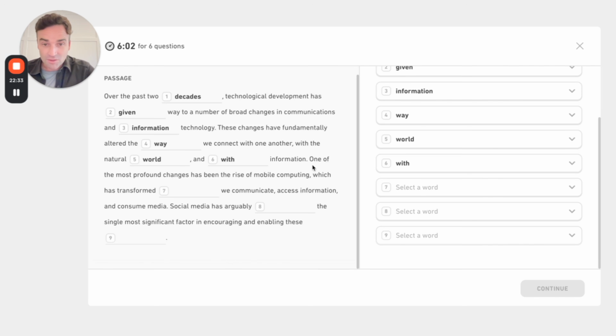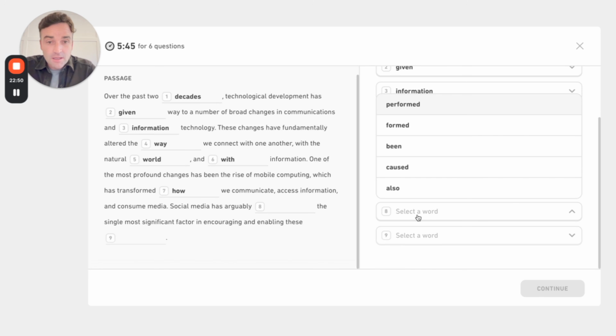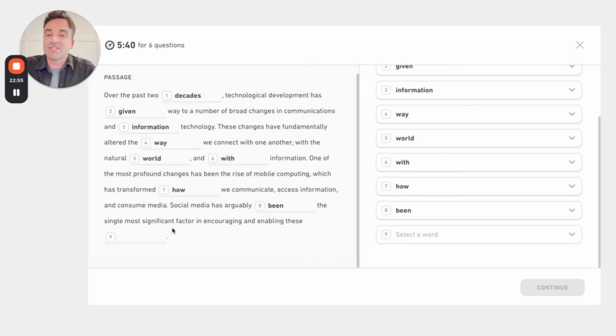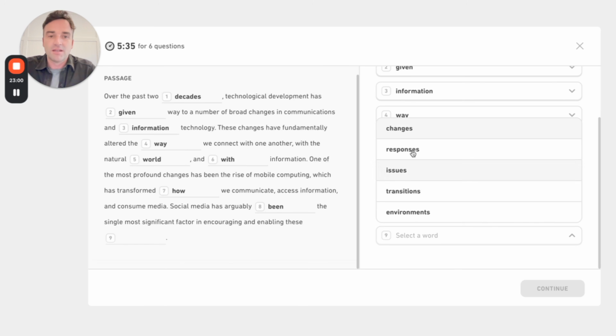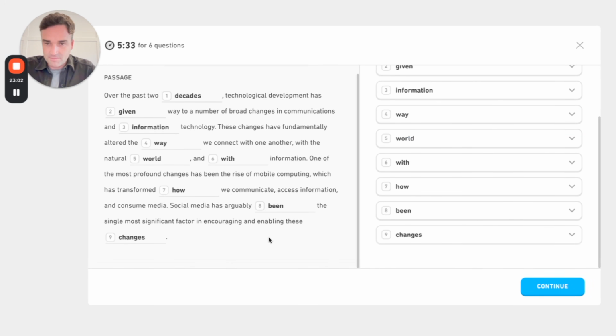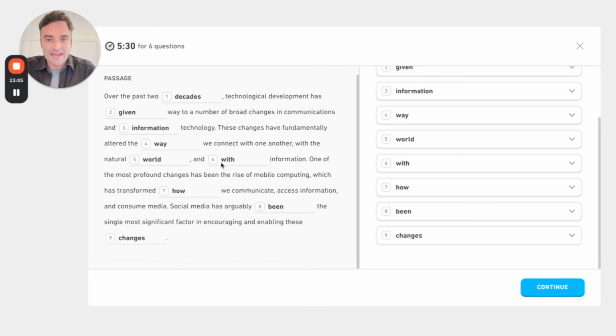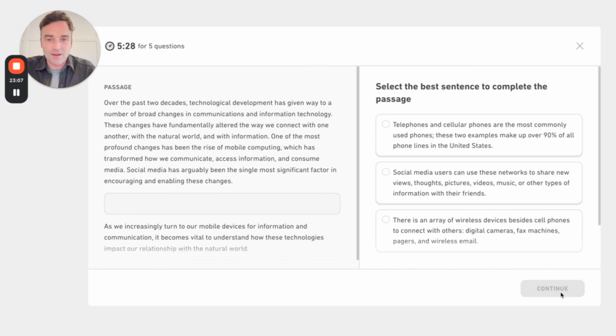answers. Okay, so one of the most profound changes has been the rise of mobile computing, which has transformed how we communicate, access information, and consume media. Social media has arguably been the single most significant factor in encouraging and enabling these changes. Okay, great. I'm pretty confident with all except number 6, so I'm going to check this here now.